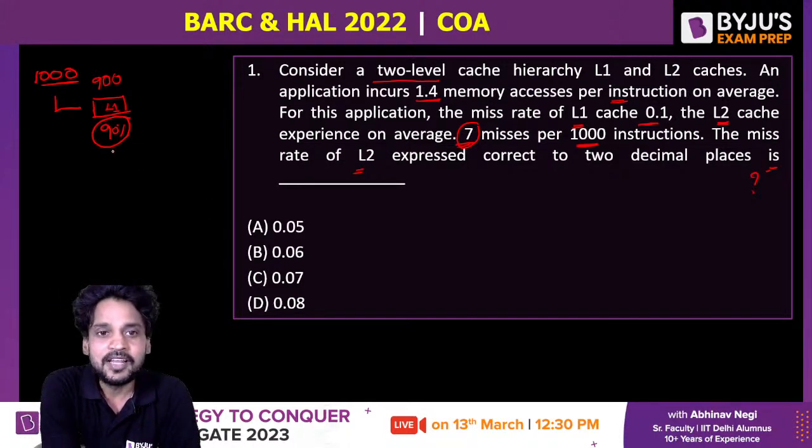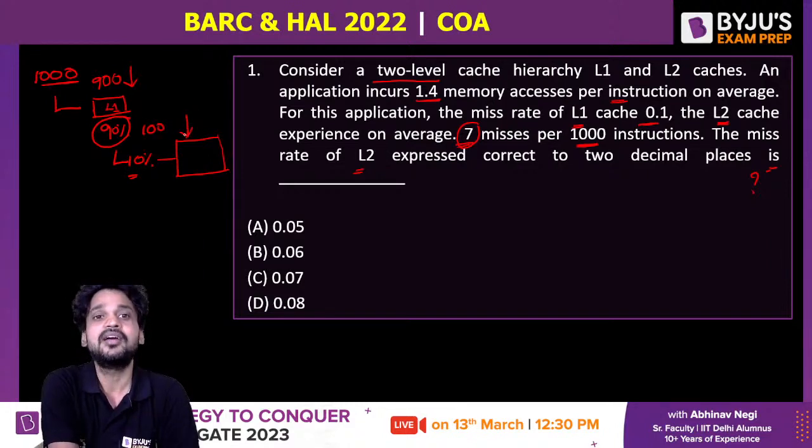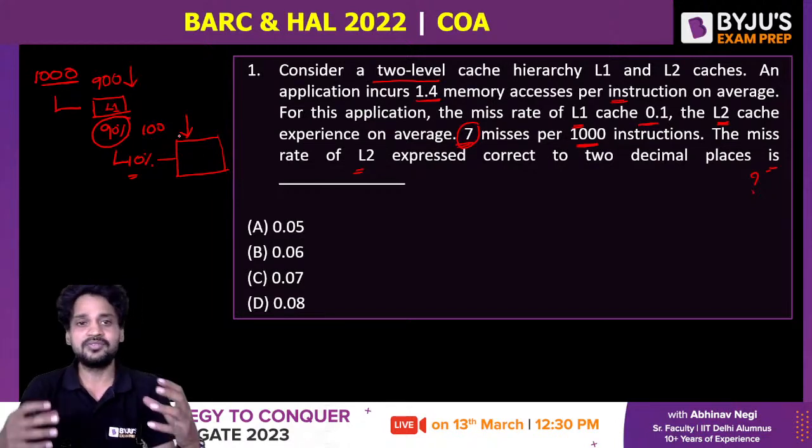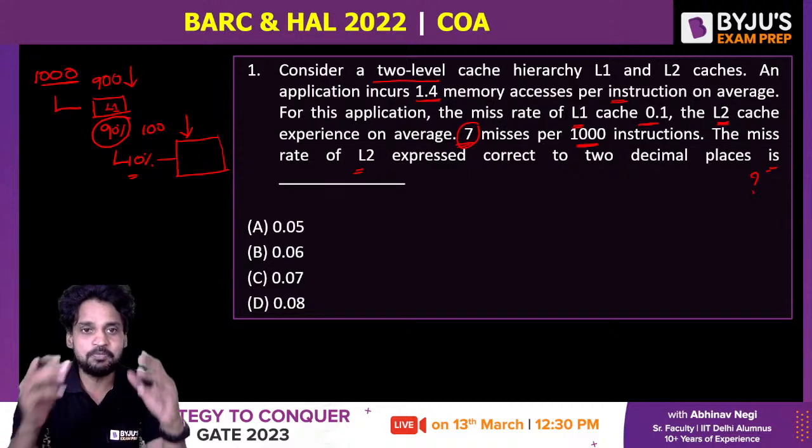So for the remaining 10%, we will access the L2 cache. For how many instructions? Out of 1000 instructions, you just got 900 instructions from L1. For the remaining 10%, that is, only for 100 instructions, you need to go to the L2 cache. This is the scenario you need to understand. If you think sensibly, you will get this picture in your mind.